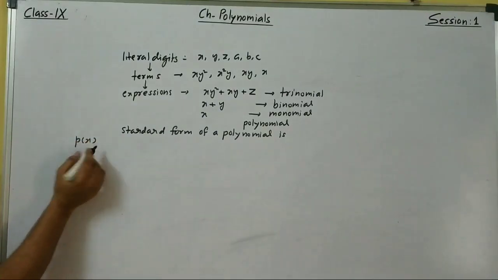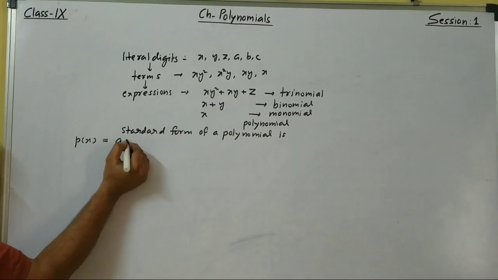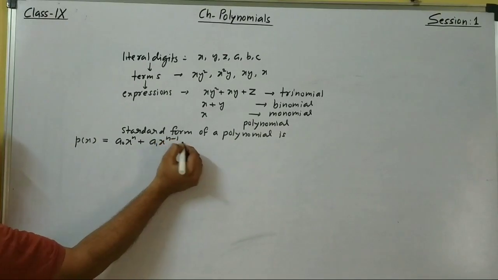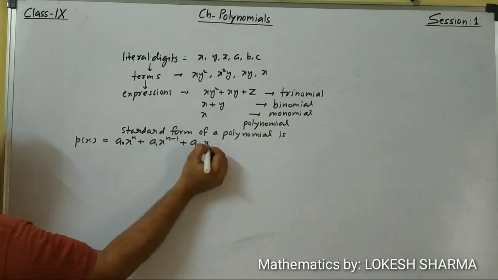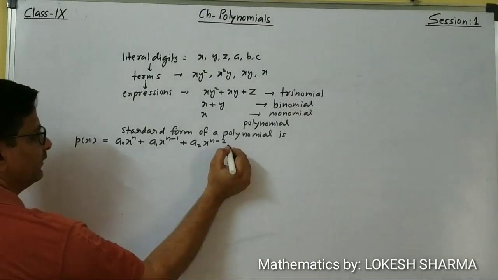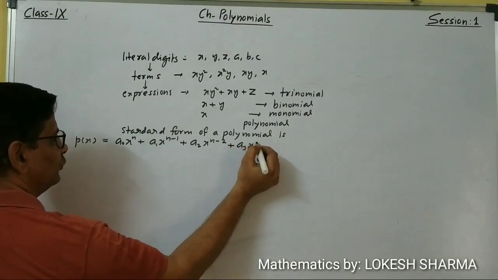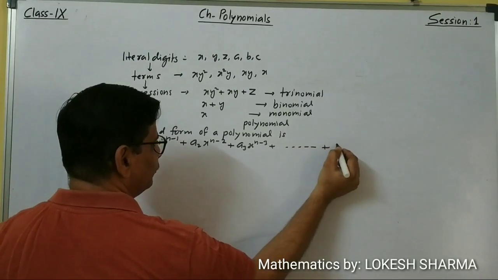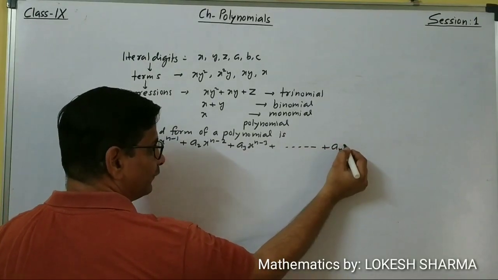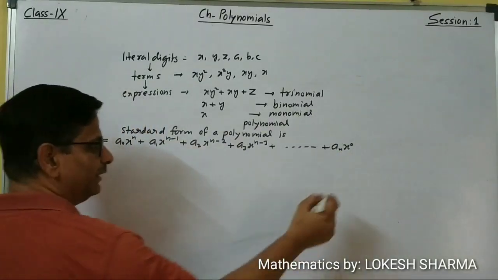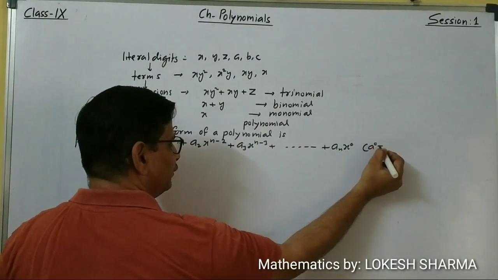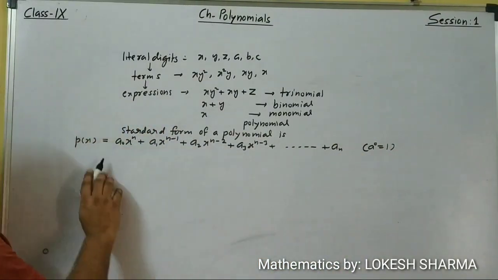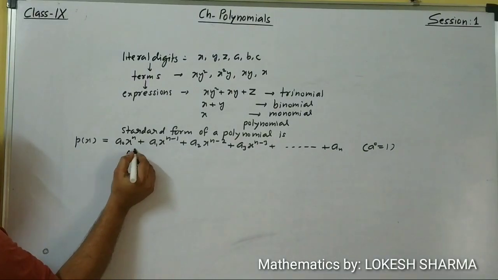So the polynomial in x is equal to a0 x to the power n plus a1 x to the power n minus 1 plus a2 x to the power n minus 2 plus a3 x to the power n minus 3 plus and so on, plus a_n, and here the power of x is 0. We know that if the power of any number is 0 then it is equal to 1, so we don't write x to the power 0 here.